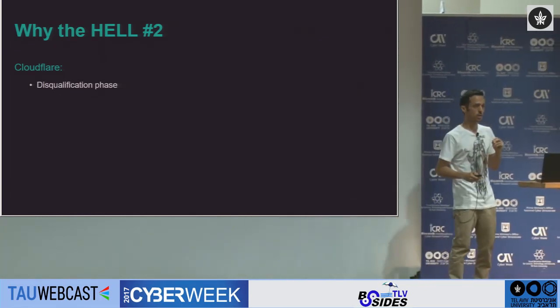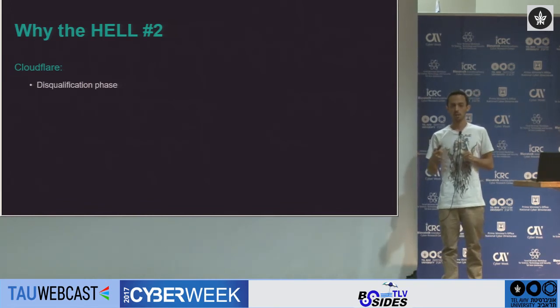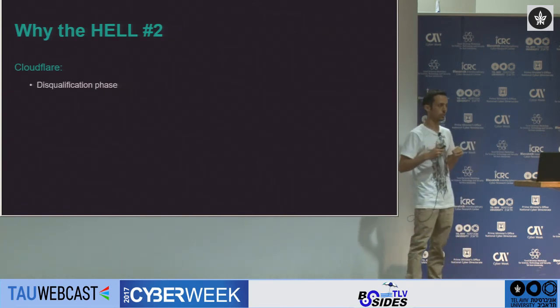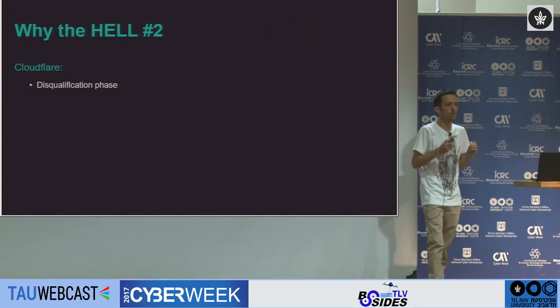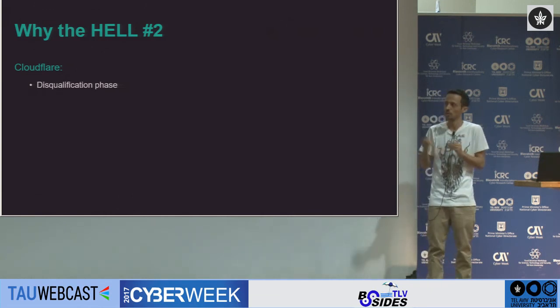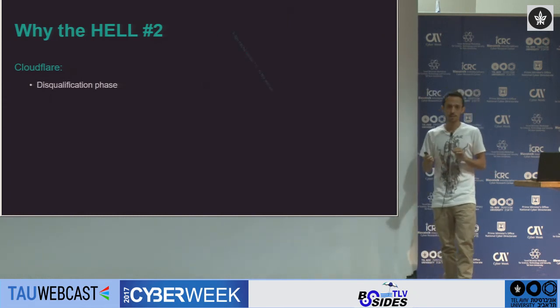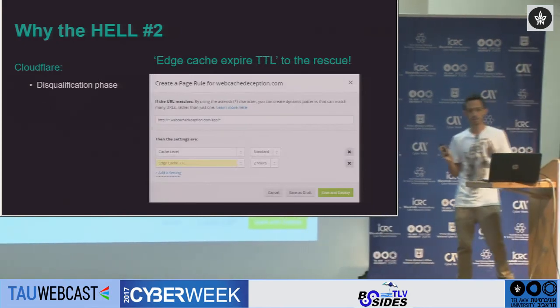Now in the disqualification phase, the Cloudflare server looks at the caching headers that just returned with a file from the web server. As I talked about at the beginning of this talk, the caching headers of a private page of a triggering URL will probably come with a no-cache directive, right? So in this case, the page won't be cached. That's an issue for us if we want to attack someone, right? So exactly for that, we have Edge Cache Expire TTL to the rescue.